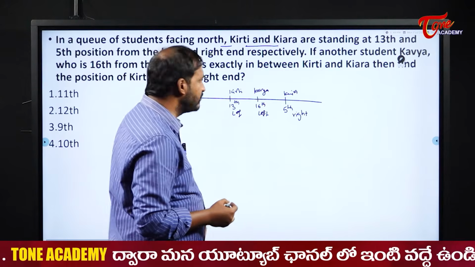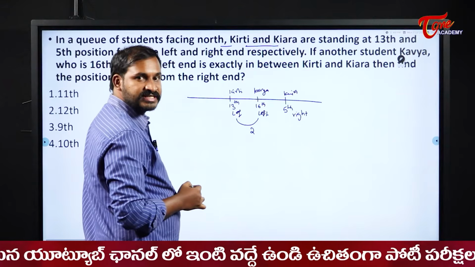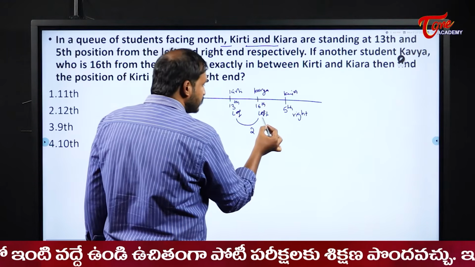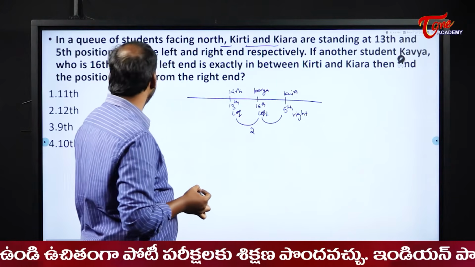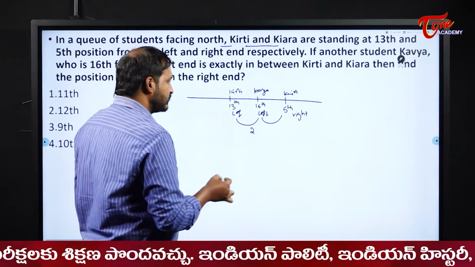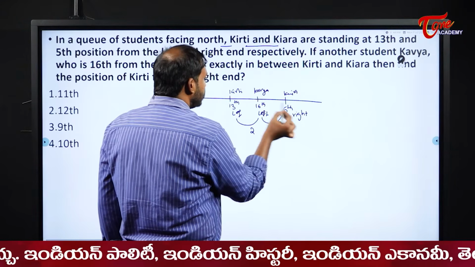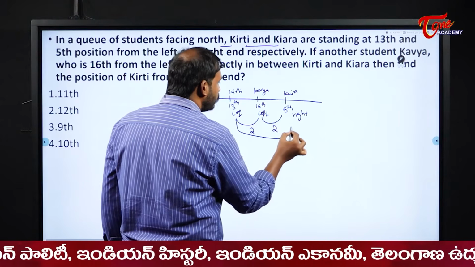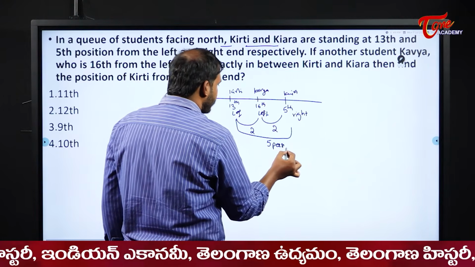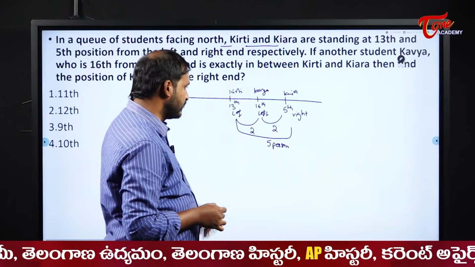Now, how many persons are there between Kavya and Kirti, students? 2. Don't say 16 minus 13 is 3. It is wrong. It is 16 minus 13 minus 1, so 2. The same number of persons should be between Kavya and Kaira, because she is sitting exactly between Kirti and Kaira. So overall, how many people are there between Kirti and Kaira? 5 persons: 2 here, 2 here and 1 here, Kavya.